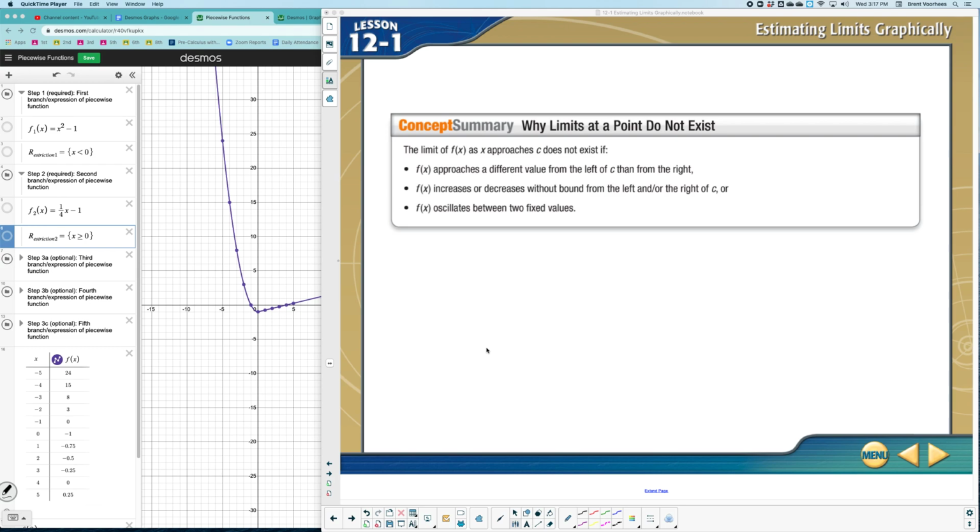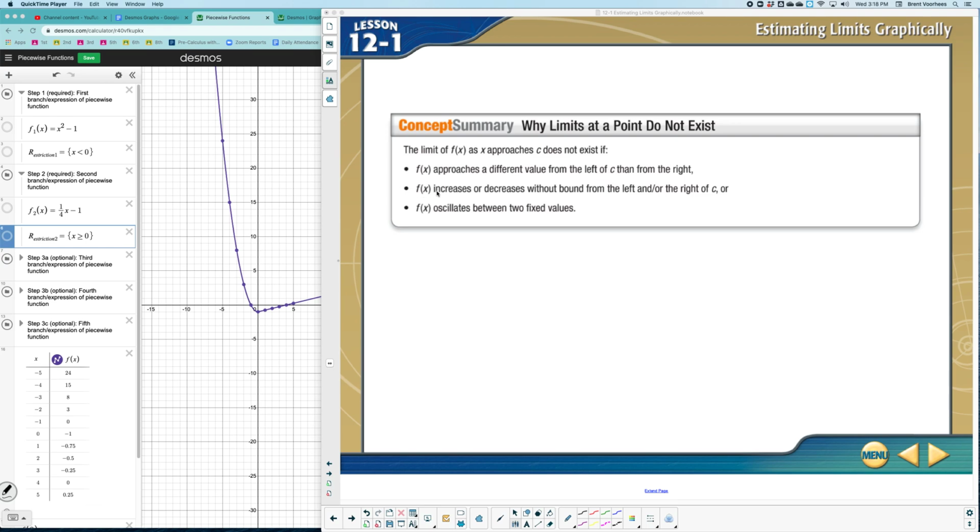Let's take a look now at a couple more rules and then another example. It says limits at a point might not exist. A limit would not exist at a point c if the approaches from the left and the right do not equal one another, which we just saw in the last problem. 3a, I believe it was.